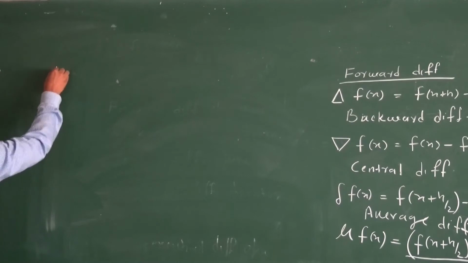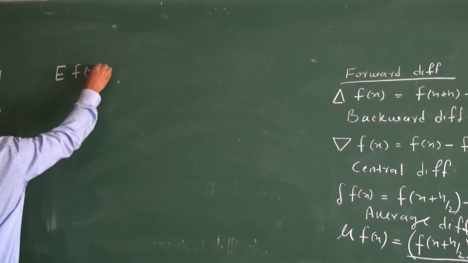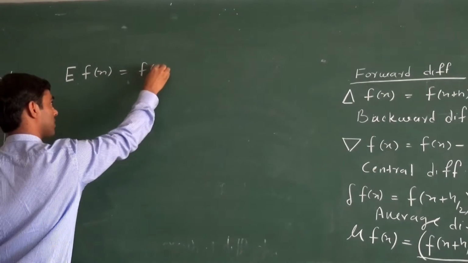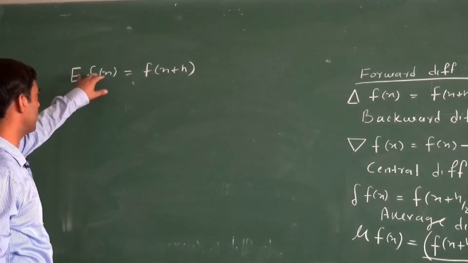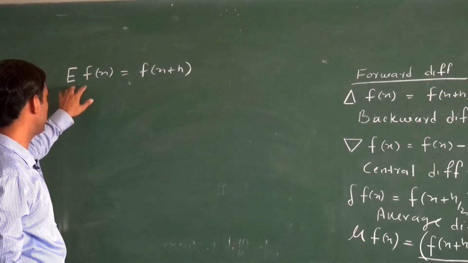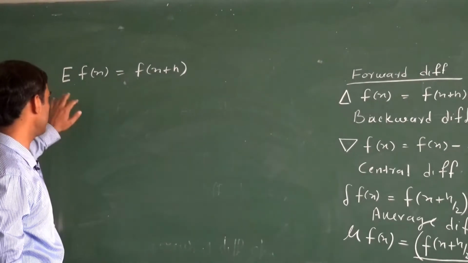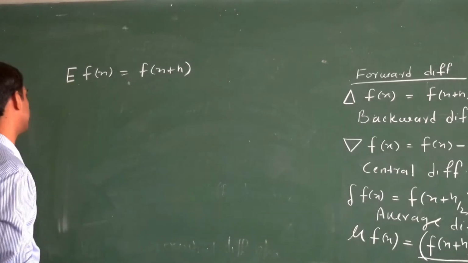The shift operator means E of f of x equals f of x plus h. E shifts the current value of y by one value. This means E of y0 becomes y1, E of y1 becomes y2, E of y2 becomes y3, like this.